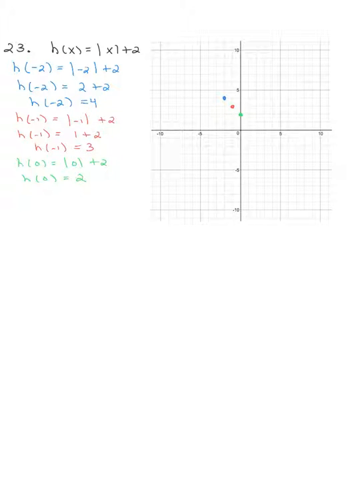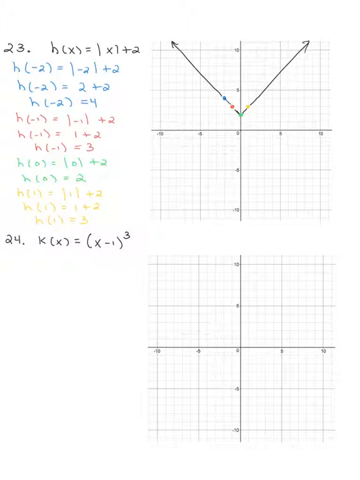Maybe I'll again look at one more point. I think we're going to get a different trend here. It's not just going to be a line through those points. If I look at h of 1, the absolute value of 1 plus 2 is the same thing as just 1 plus 2, which is 3. That's this point right here. So the graph starts moving back up. So the entire equation is going to be this V-shaped graph through those points. This is the graph of the absolute value of x plus 2.